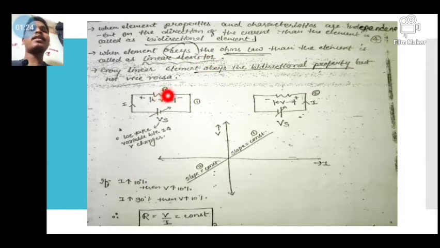So resistance obeys Ohm's law, that's why resistance is called a linear element. Every linear element obeys the bidirectional property, but not vice versa. So please remember all three terms, which are very important for your exam.